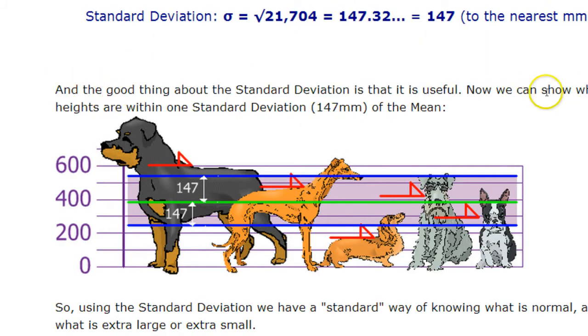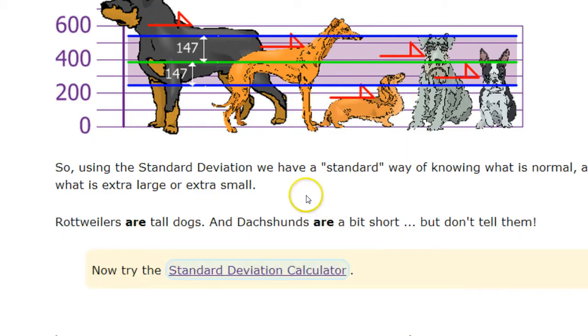Now we can know which ones are within a height of 1 standard deviation. And as you can see, our suspicions were confirmed. The Greyhound, the Scotty, and the English Bulldog are all within 1 standard deviation. In other words, they're pretty close to the median, or mean, and then the Rottweiler and the Dachshund are outside of that. So these would be considered our outliers. That's some interesting stuff.